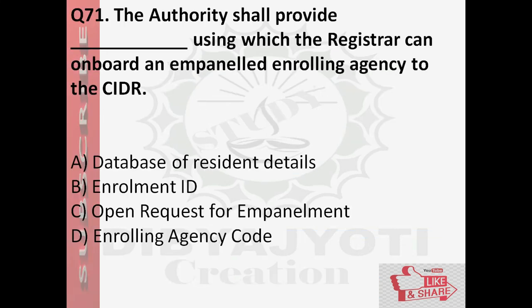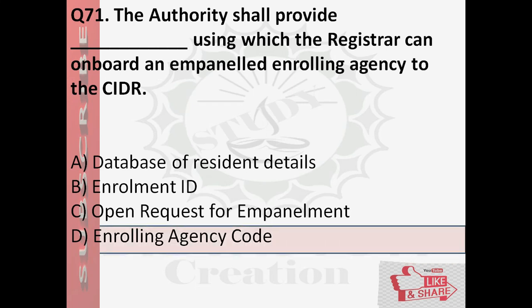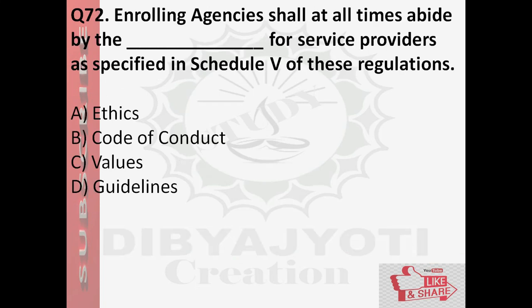Question number 71. The authority shall provide a facility using which the registrar can onboard an empaneled enrolling agency to the CIDR. Options are option A, database of resident details, option B, enrollment ID, option C, open request for empanelment, option D, enrolling agency code. And answer is option D, enrolling agency code.